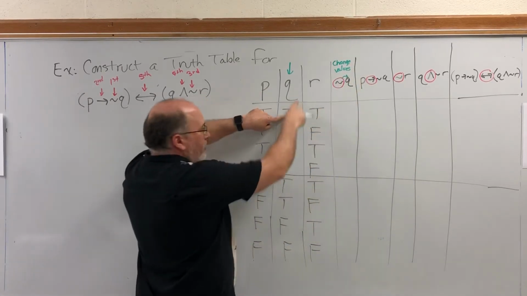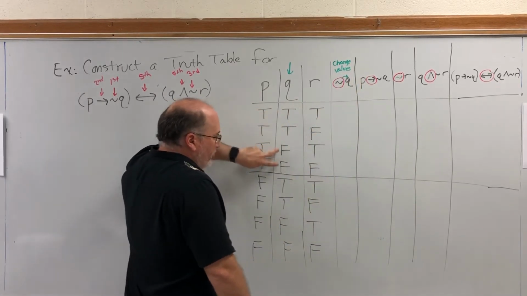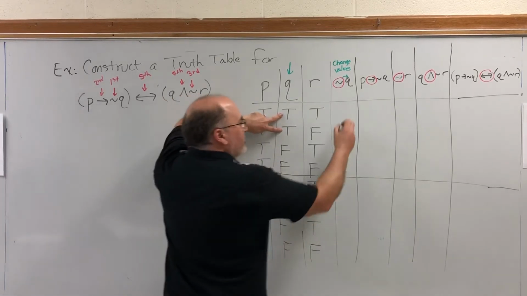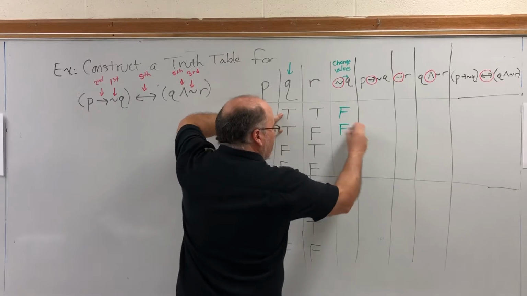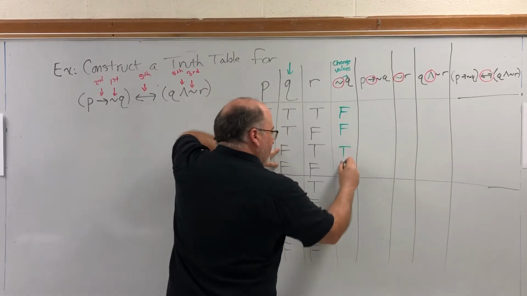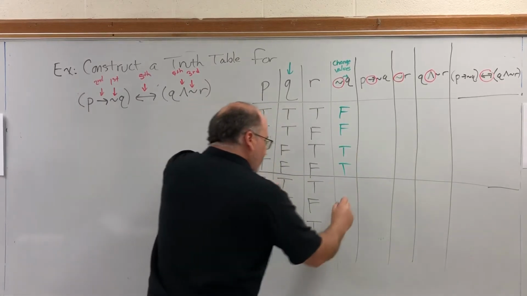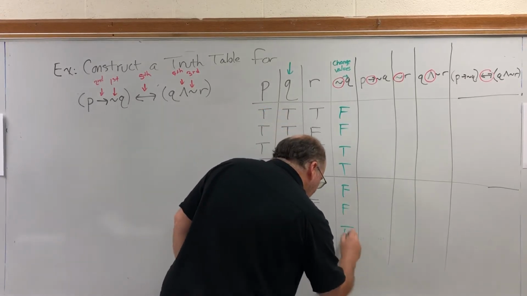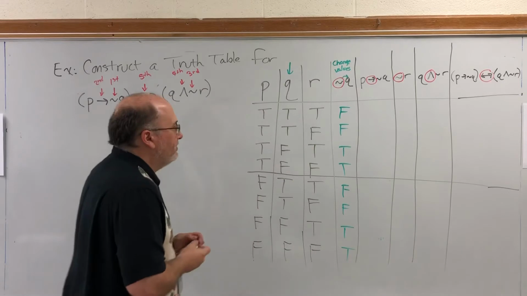So the Q column is 2 T's, 2 F's, 2 T's, 2 F's. So we just change them all. The two T's become two F's. The two F's become two T's. The two T's become two F's. The two F's become two T's. That was an easy column.